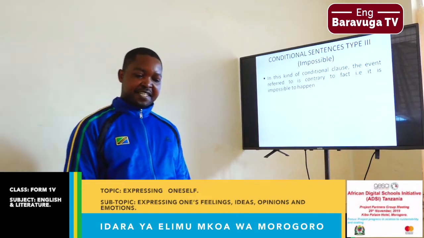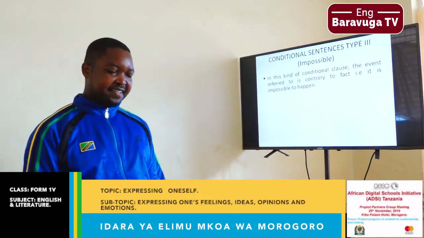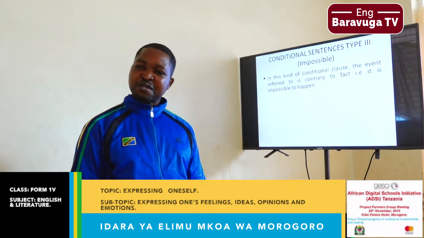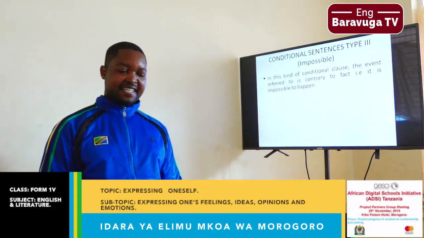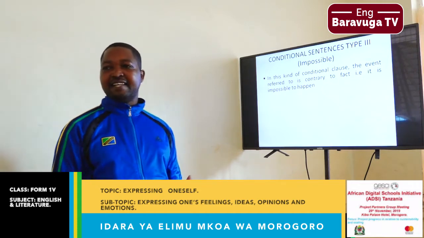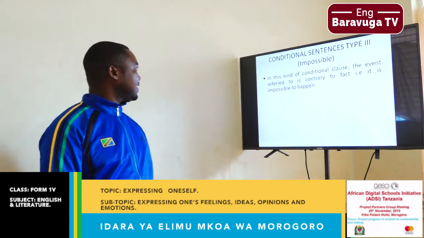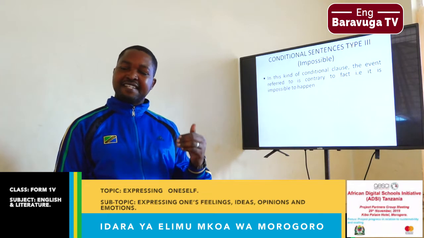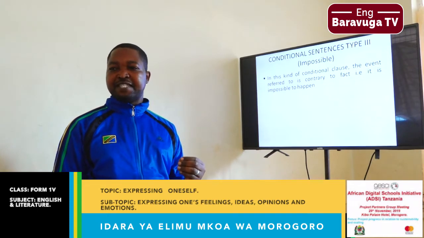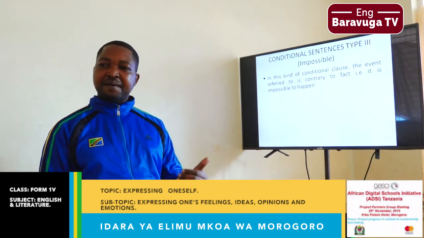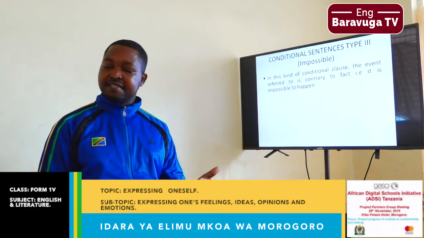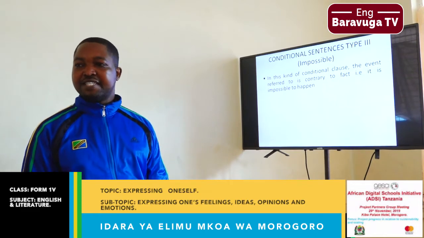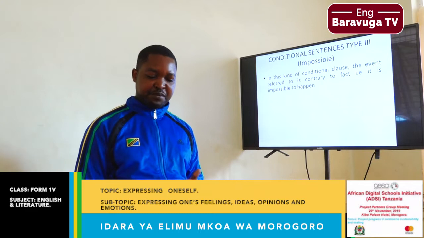In this kind of conditional clause, the event referred to is contrary to the fact. That is, it is impossible to happen, as I explained before. In this kind of conditional clause, we talk of an event for which there is no possibility of happening, as it was in conditional sentence type 1 and conditional sentence type 2.